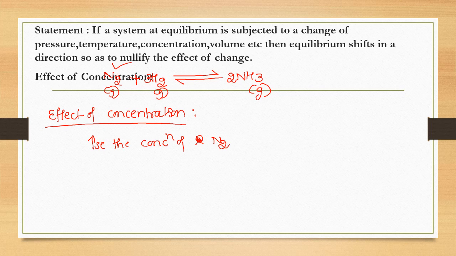So what will the system do? It will try to decrease the concentration of nitrogen, because we have increased the concentration of nitrogen. So the system tries to decrease the concentration of nitrogen by proceeding the reaction in the forward direction. Because if the reaction proceeds in the forward direction, the reactants get consumed and product formation takes place.